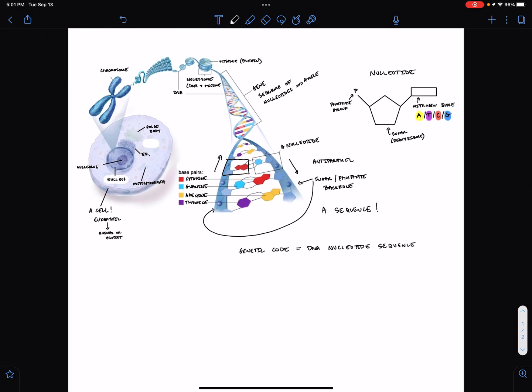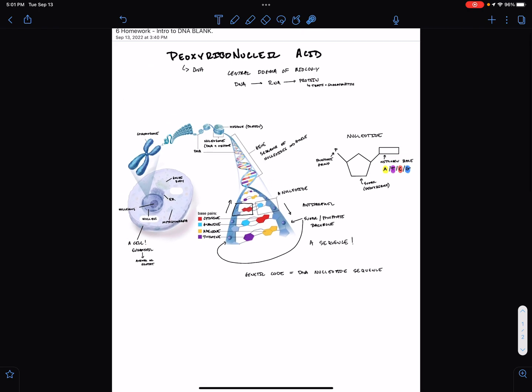We're going to talk more later on in the year about how the sequence of A's and C's and T's and G's can be decoded, the message that they make, and the little action things that they create that actually make the traits and characteristics.